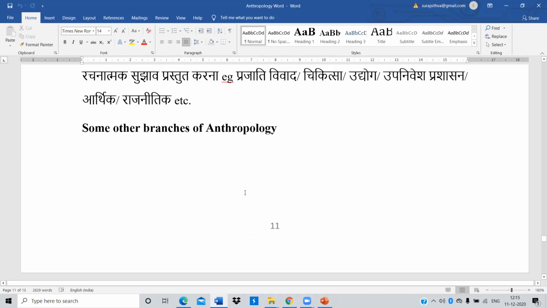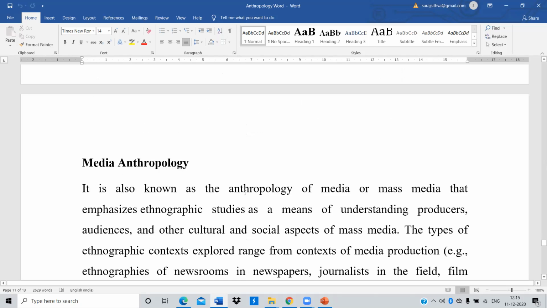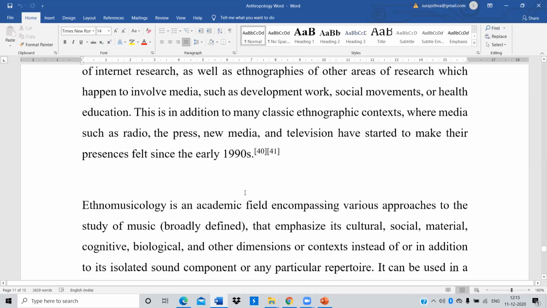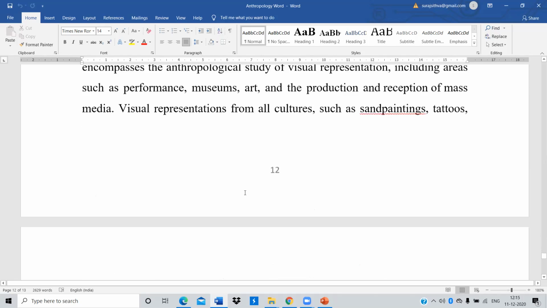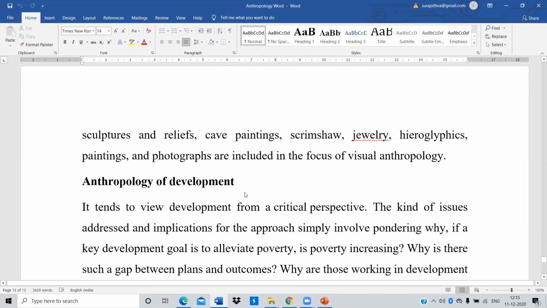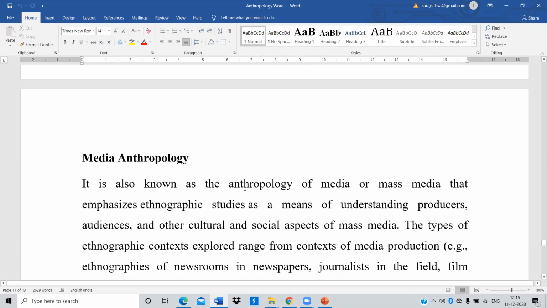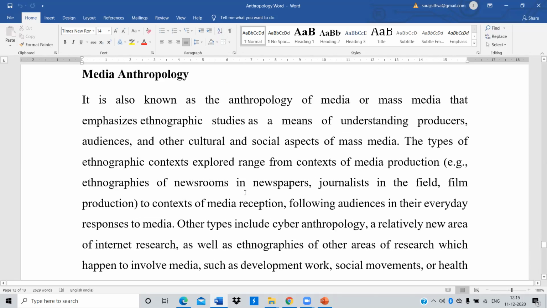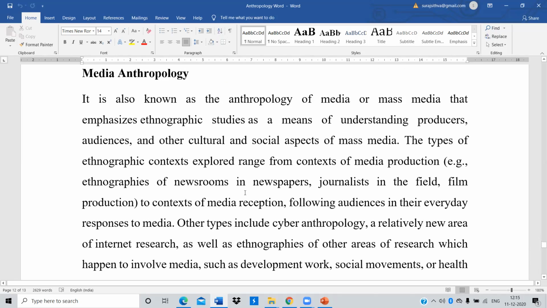We have some other branches of anthropology also, like media anthropology, music anthropology, visual anthropology, anthropology of development, economic anthropology, and so on. In media anthropology, it is also known as anthropology of media or mass media, that emphasizes ethnographic studies as a means of understanding producers, audience, and other cultural and social aspects of mass media.